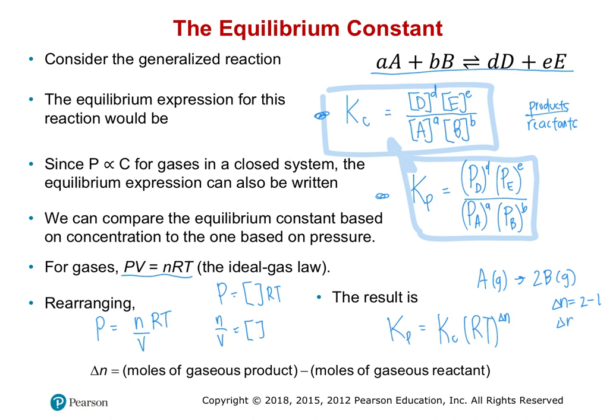So delta N would be 1. I will find my moles of products that are in the gas phase minus the moles of reactants in the gas phase for this delta N, because the equilibrium constant with respect to pressure will only be related to the moles of gas. So how much did that change?